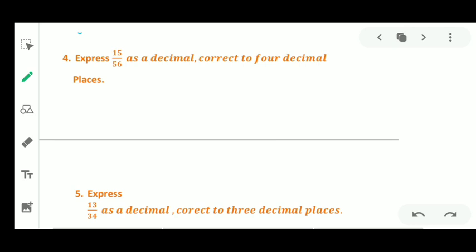Now question number 4. Express 15 by 56 as a decimal, correct to 4 decimal places. First you have to divide 15 by 56. Then you have to write 4 digits after the decimal point. Like that, in question number 5 you have to write 3 digits after the decimal point.